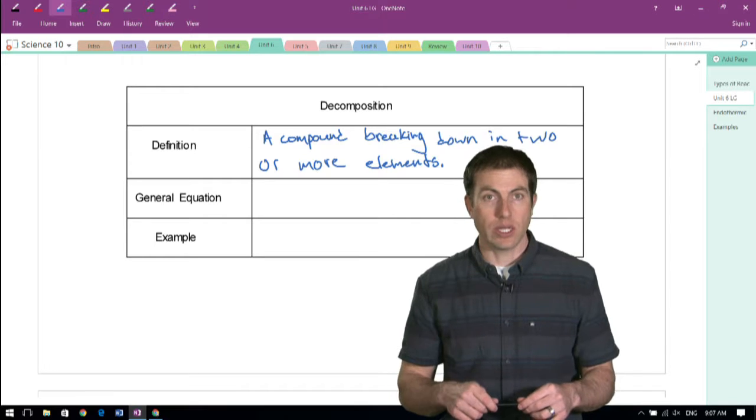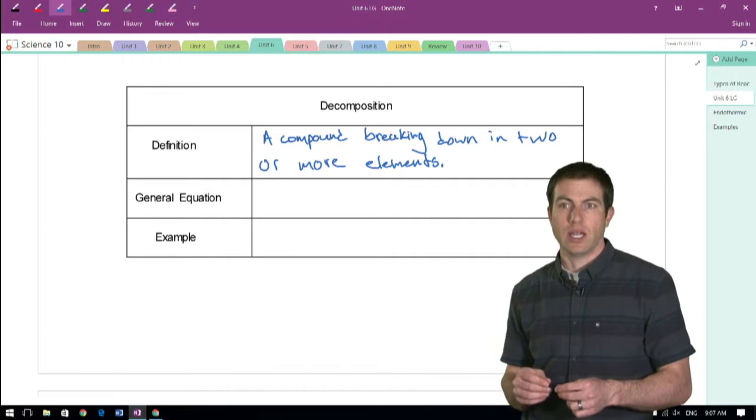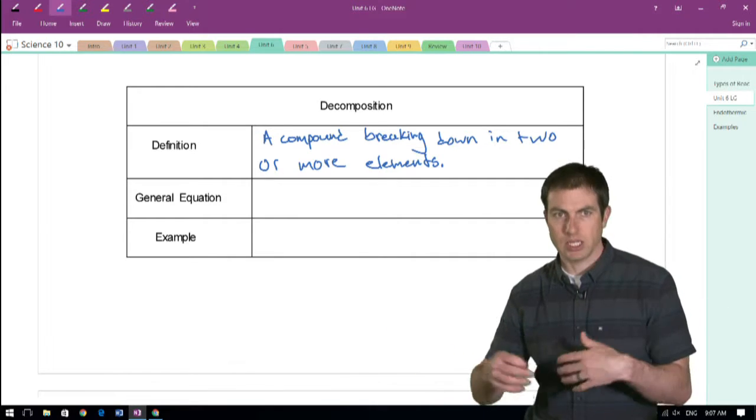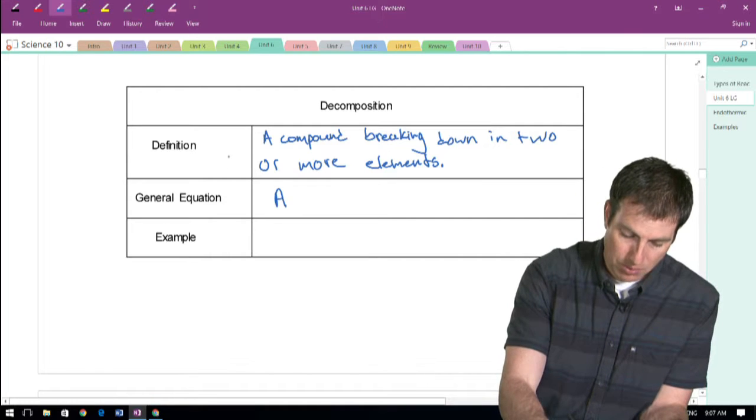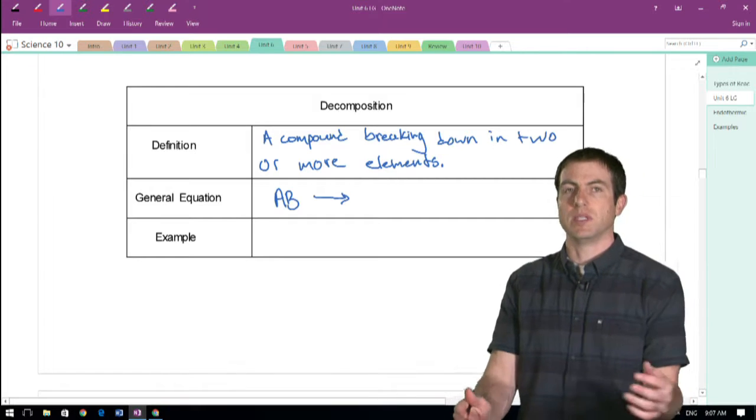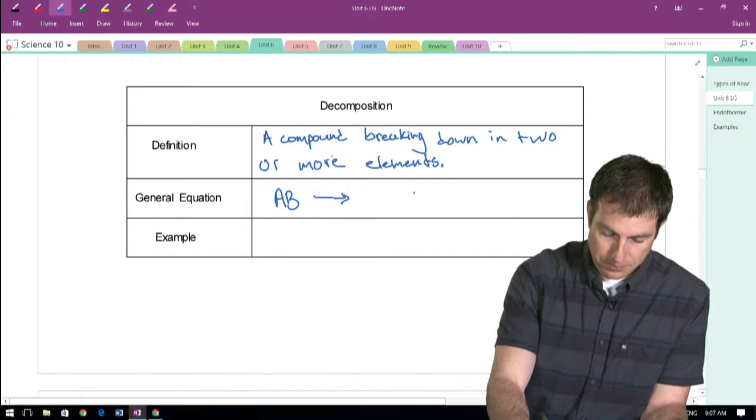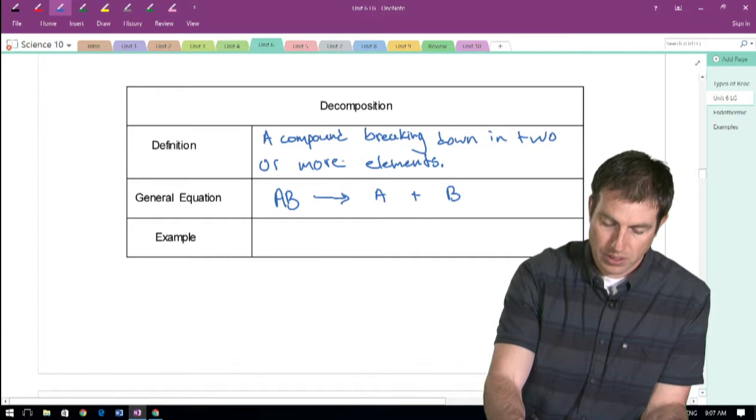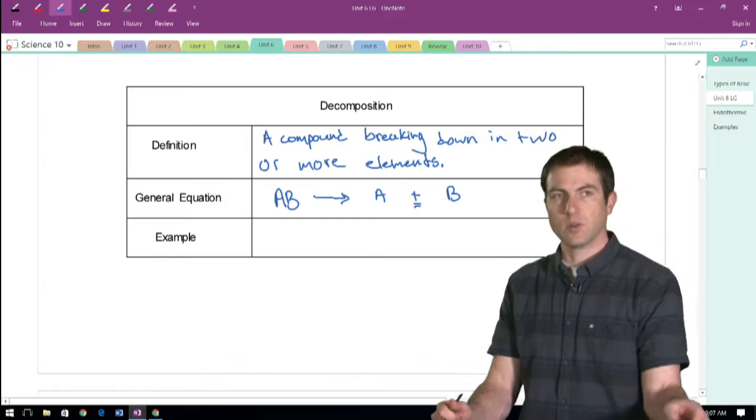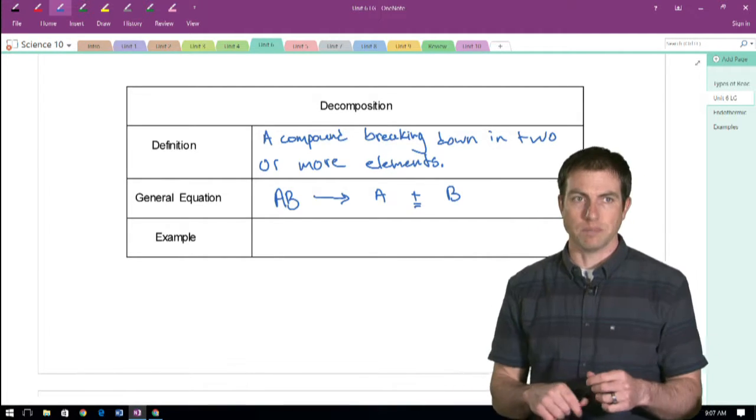So a general equation. A general equation doesn't need to have chemicals in it or elements from the periodic table. We can just write it as a general equation. So let's write something like AB. The compound AB is going to react, and that's what the arrow means, there's some sort of reaction occurring here, to produce two things. And what did we start with? We started with A and B. So we separate two things with a plus sign. That indicates that there's more than one thing there.